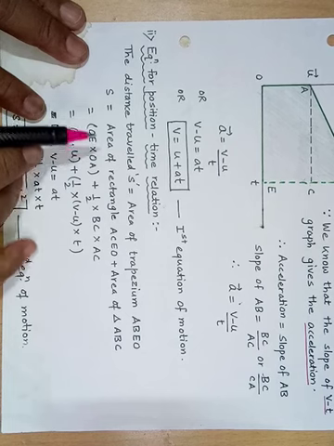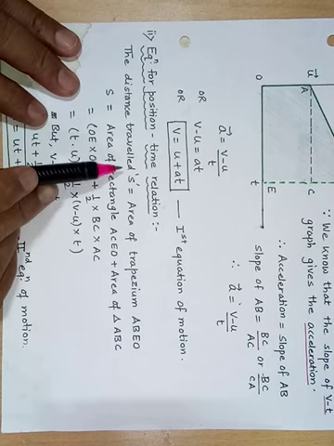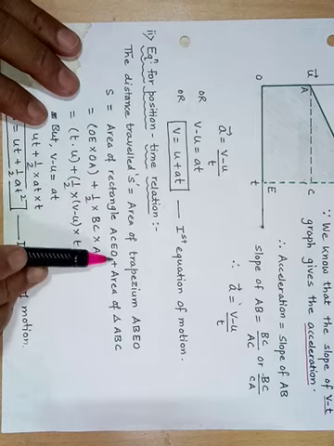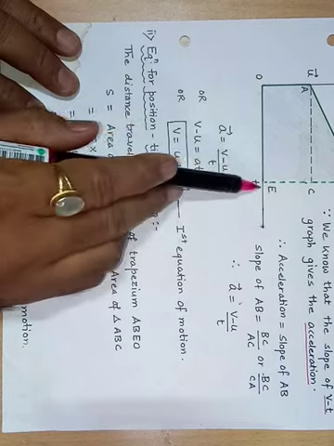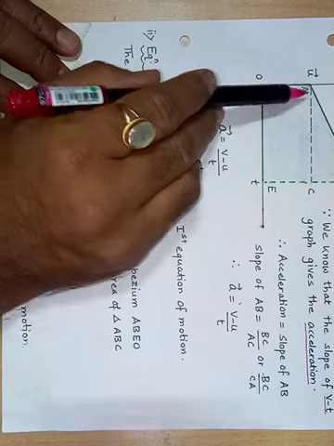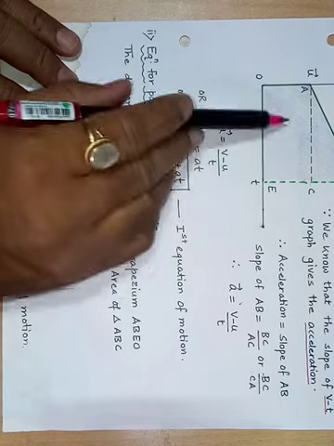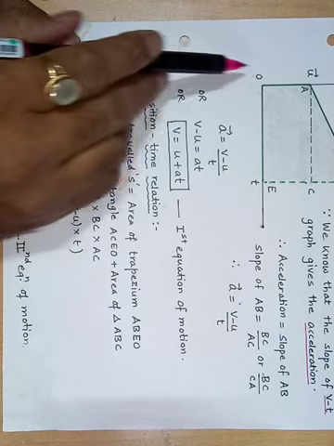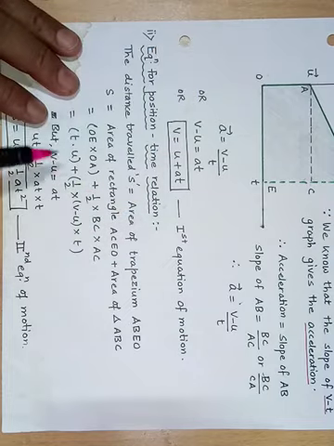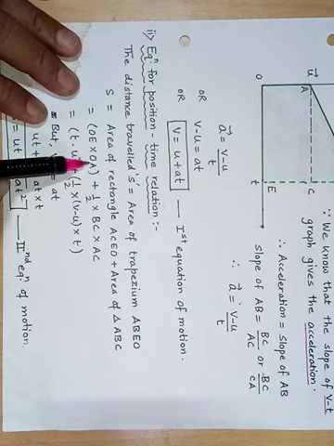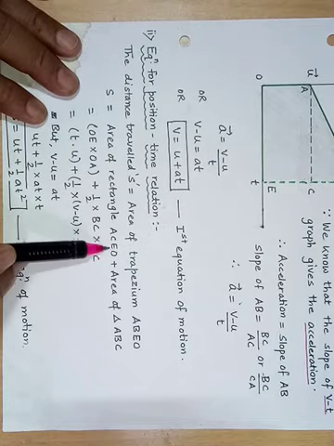So I can write it here as, S is equal to, that is, the distance traveled by the object, the area of the rectangle ACEO, plus the area of the triangle ABC. ACEO is the rectangle, and ABC is this triangle. I know that the area of the rectangle is length into breadth, that is OE into OA. So OE into OA will give me the area of the rectangle ACEO.